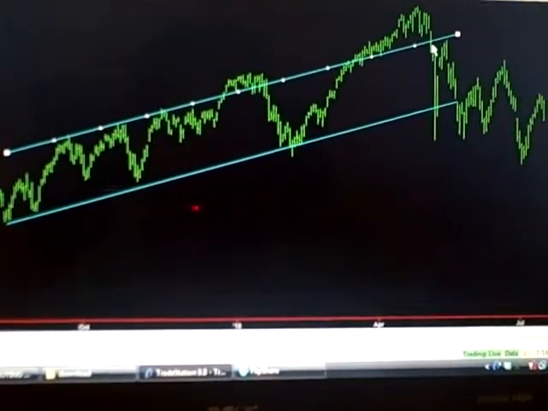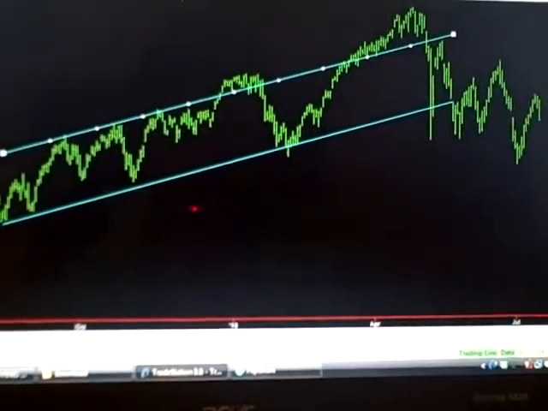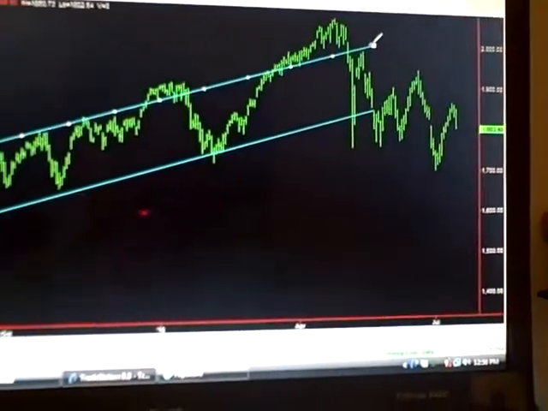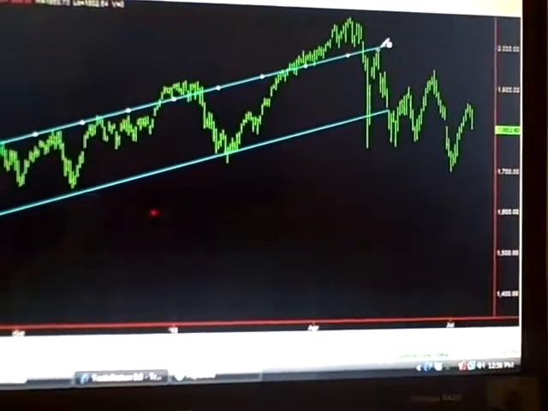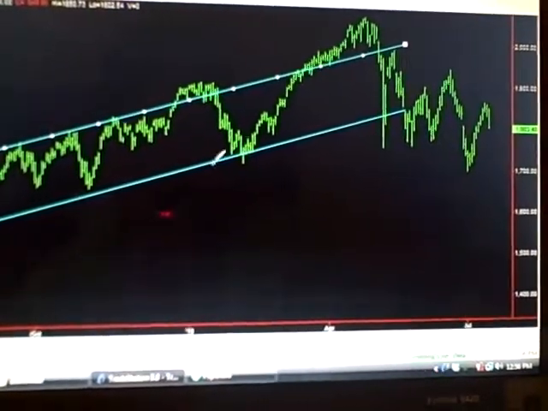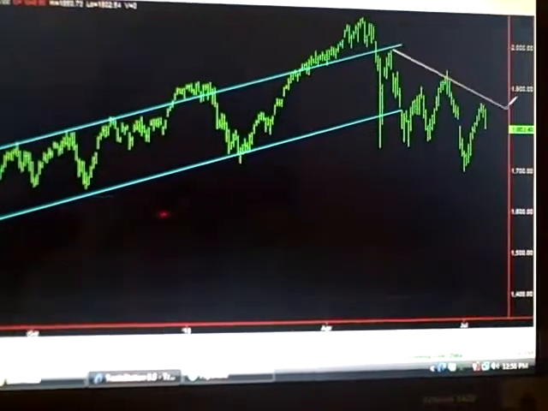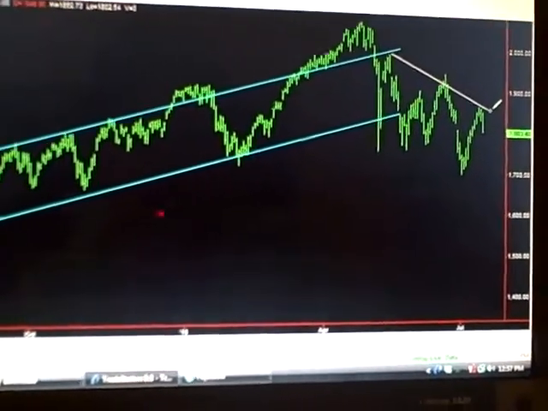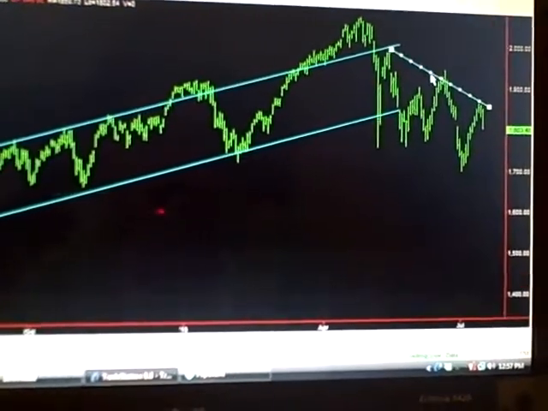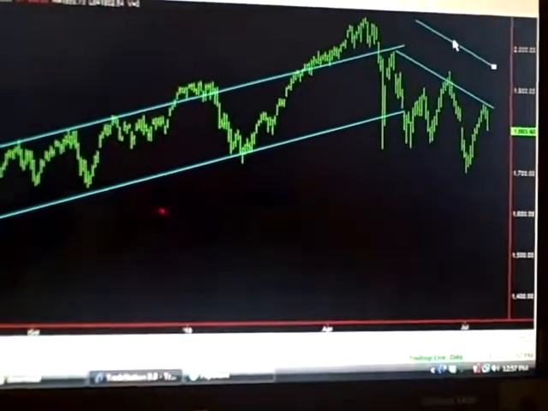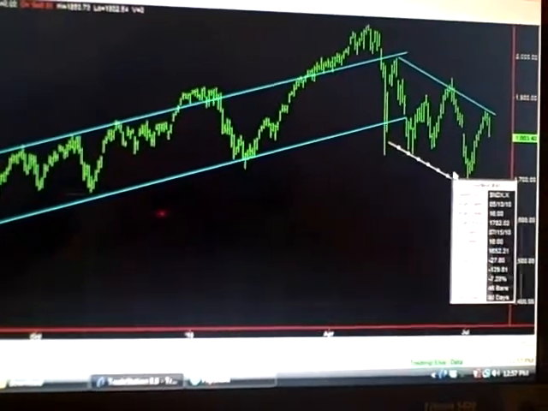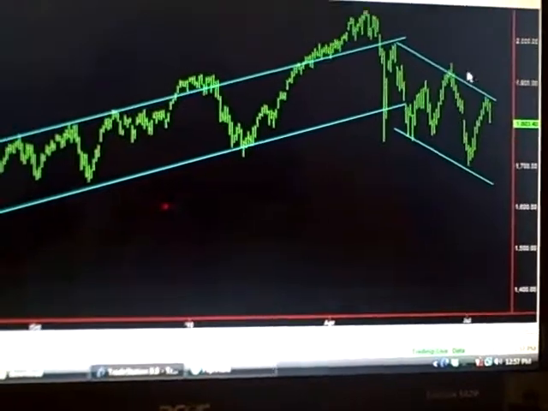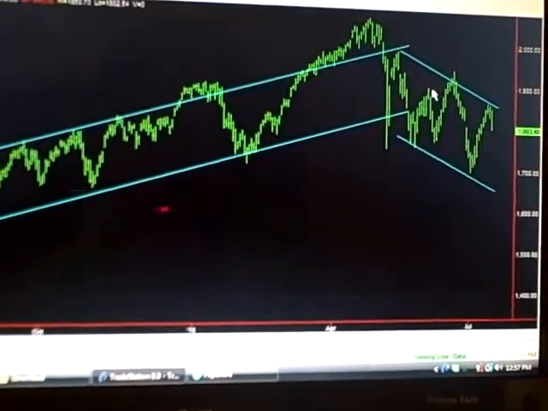Now, this channel has been broken though, so we need to draw another one. Just a general tip when you're drawing these: if you're on the down trend, you want to connect tops, and on the uptrends, you want to connect bottoms. With this recent top, I'd probably move this a little bit down like this, and then create a parallel trend. Okay, so we have a picture of what's happening.